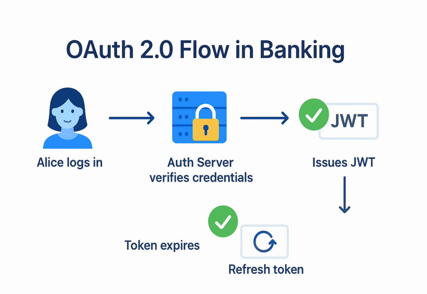Now, let's zoom out and see how this fits into the bigger picture with OAuth 2.0. Here's the flow. 1. Alice logs in, the authentication server verifies her credentials and issues a JWT. 2. Alice's app uses that JWT in every API request. The bank server checks it, then grants or denies access. 3. When the JWT expires, the refresh token is used to get a new one. No need to log in again. And that's how banks keep online transactions both safe and convenient.